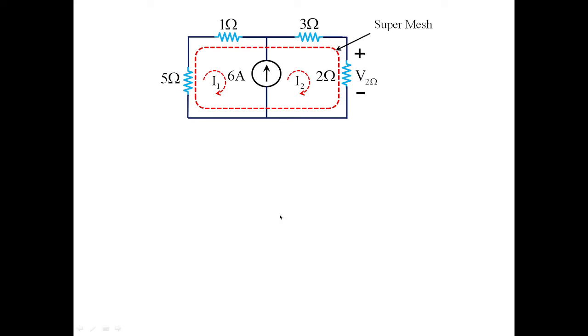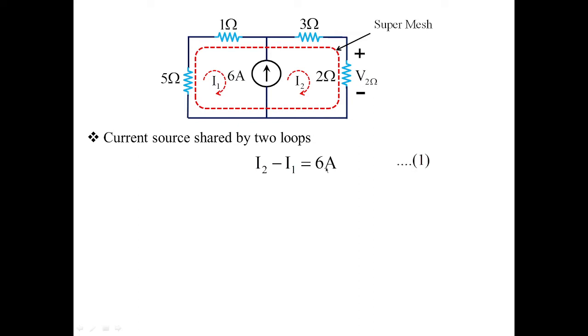Once the supermesh circuit is formed, write down the equations for voltage drop using Kirchhoff's voltage law. First you can see 6 amperes is being shared by loop 2 as well as loop 1. So I2 minus I1 is equal to 6 amperes. Why is it I2 minus I1? Why not I1 minus I2? Because the 6 amperes direction is from bottom to top and the direction of loop current I2 is also from bottom to top. So the direction of 6 amperes as well as I2 are one and the same, whereas I1 is acting opposite to 6 amperes.